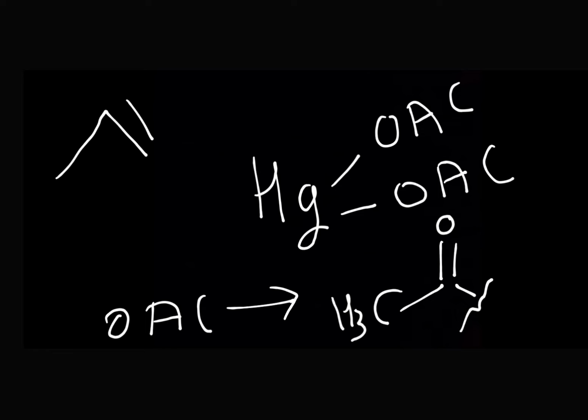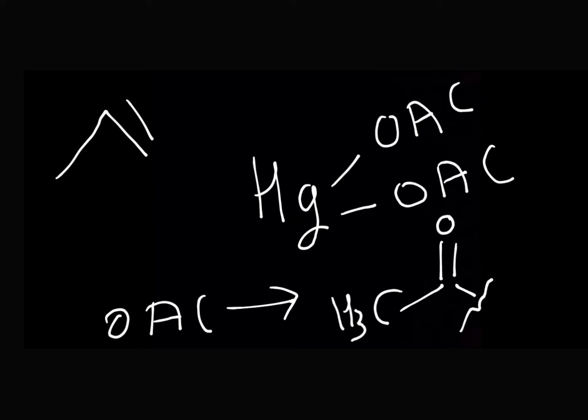So today we'll be discussing oxymercuration and demercuration, and this is the kind of reaction where you get a secondary alcohol, where the OH group is attached to a secondary carbon, and we'll see why that is the case in a while.